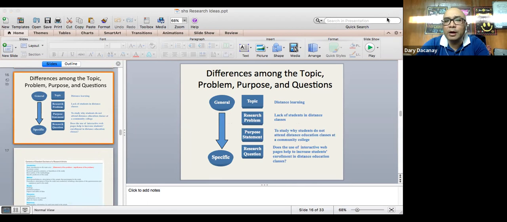Now, when you try to look for a research article, okay, there are differences among the topics when you talk about the problem, the purpose, and the question. For example, the topic is all about distance learning. Later on, ano ba yung problema doon sa distance learning? The lack of students in distance classes, or the main research problem is students' motivation when you talk about online distance learning. And the purpose statement, to study why students do not attend distance education classes at the community college. Okay. Pero itong research problem, purpose statement, and research questions, we will have one activity later on. Pagka okay na, na-approve na yung title ninyo, we will now go to the specifics of this one.